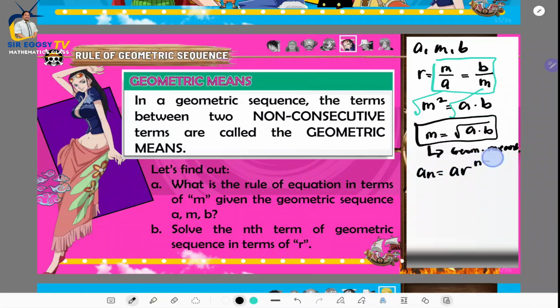So this will be a sub n is equal to a r raised to n minus 1, and you will have to use it to first get the common ratio. So we need to equate this in terms of r. In this case, we have to divide both sides by a, so that you will have r raised to n minus 1 equals a sub n over a sub 1.